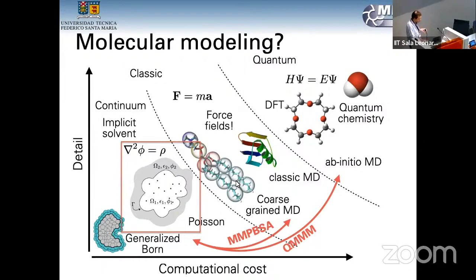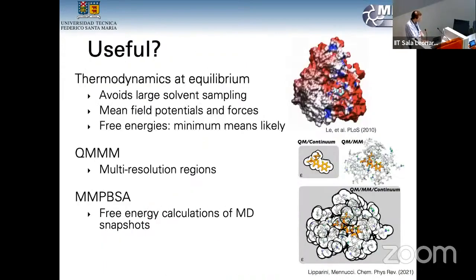mixed up with other models to do some neat multi-scale models. So in itself, this is probably something you know, but it's useful because you can compute mean field potentials, mean field forces, and also equilibrium calculations, for example, free energies. But you can mix them up with quantum calculations and straight molecular dynamics and QM/MM and PB/SA, for example.